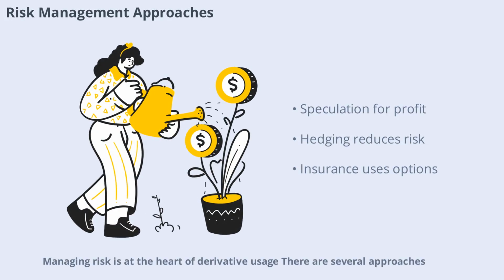Managing risk is at the heart of derivative usage. There are several approaches: speculation, hedging, insurance, and diversification. Speculation involves taking on risk for potential profit or loss. Hedging aims to reduce existing risk and lock in returns. Insurance selectively eliminates negative outcomes, often using options, while diversification spreads risk across different assets to minimize it per unit of return. Each approach has its own strategies and is chosen based on the participant's risk appetite and objectives.